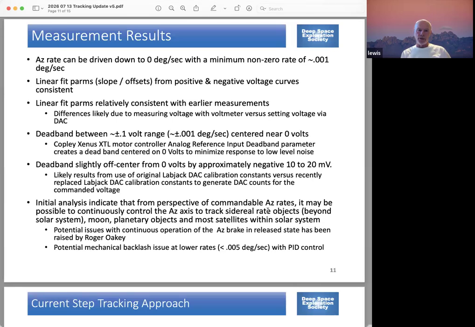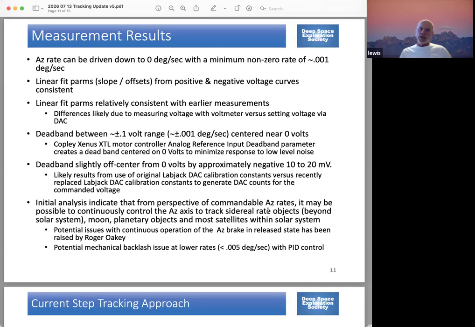That way, if we ever have to replace it or repair it, we can reestablish it back in its current configuration. The other thing I noticed is the deadband is slightly off center from 0 volts by 10 to 20 millivolts or so. And I think that results from the calibration of the LabJack DAC.